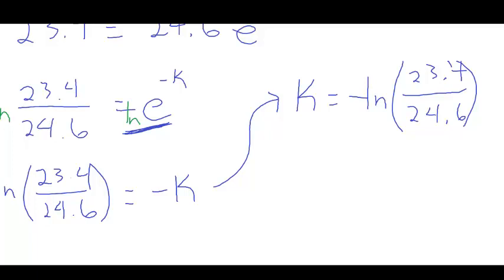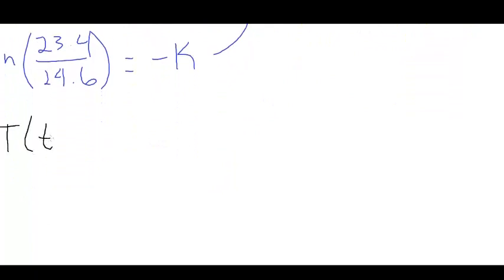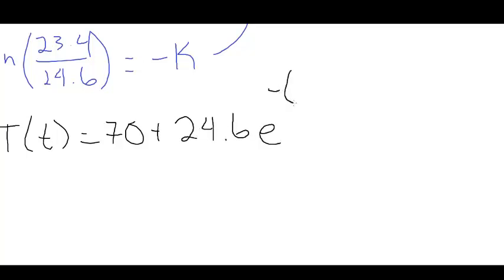What we have to do is then rewrite our formula one more time. So let's rewrite that temperature formula using the Newton's law of cooling. So now I have T of t equals 70 plus, and again we had that 94.6 minus 70, which simplified into the 24.6 e to the negative k times t. And so inside that k, what's going to go there? That's going to be that negative ln, and we had the 23.4. Let me erase that so I can make sure I have room.